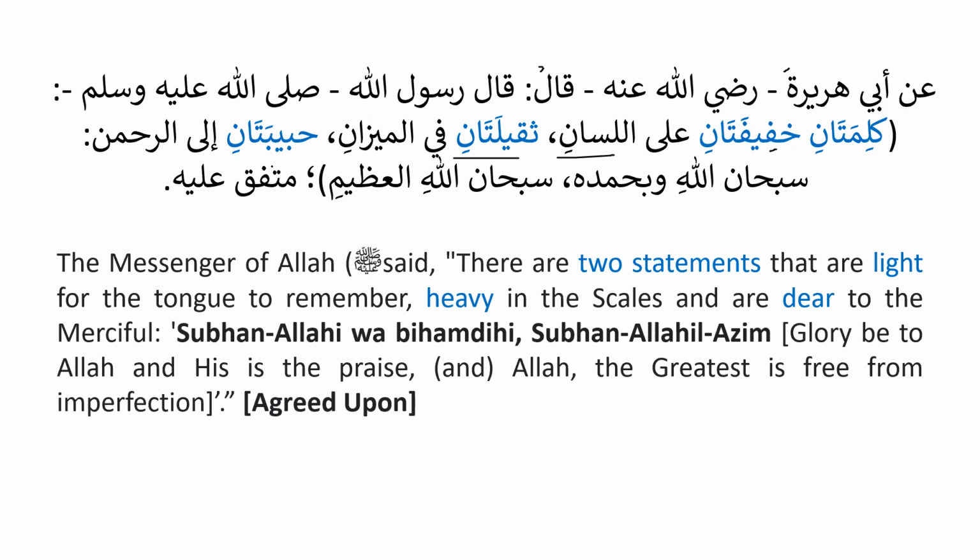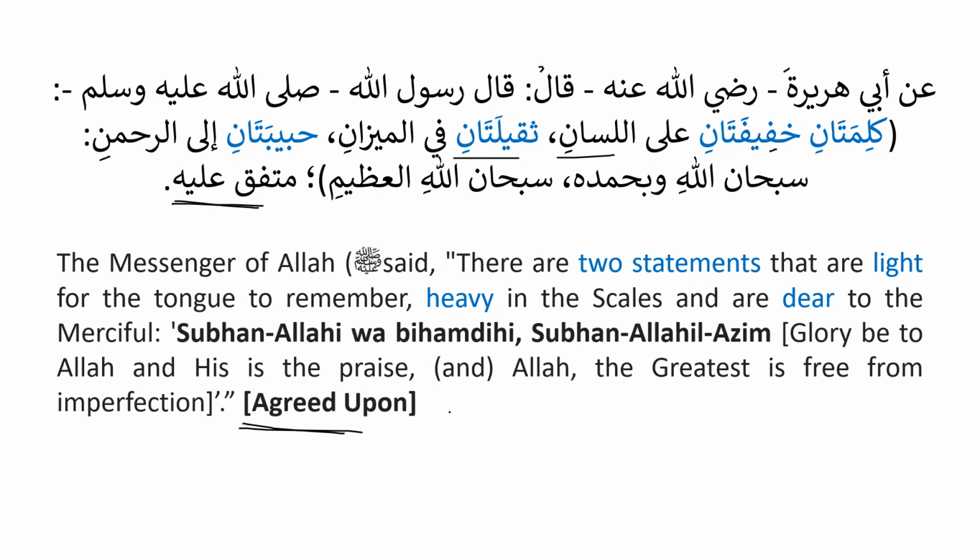Habibun, what is the feminine of habibun? Habibatun. And what will be the dual of habibatun? Habibatani. So habibatani ila rahmani, they are beloved to Rahman, to Allah subhanahu wa ta'ala. And what are those two kalimat? Subhanallah wa bihamdihi, subhanallahil azim. And it is muttafaqun alayh. That means both of the shuyukh, Bukhari rahimahullah and Muslim rahimahumullah, agreed upon this. So that's why it is called muttafaqun alayh. It is agreed upon, the hadith over here.